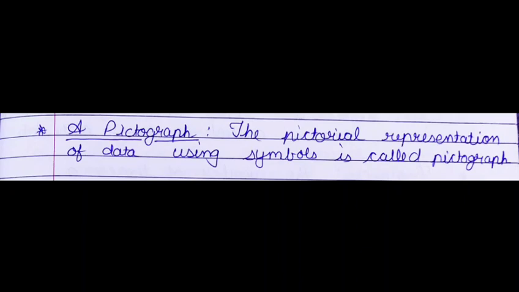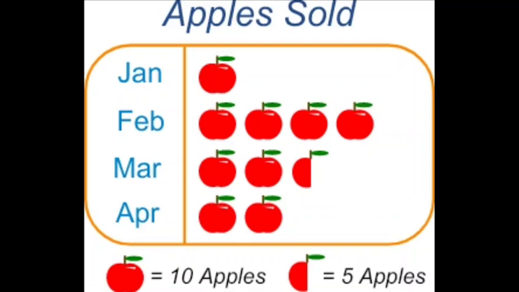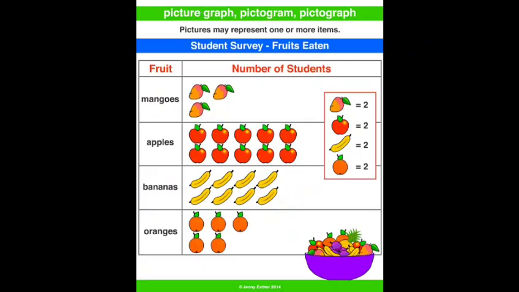Our second topic is pictograph. The pictorial representation of data using symbols is called pictograph. Let us see some examples of pictograph. See, the above data shows the example of pictograph.